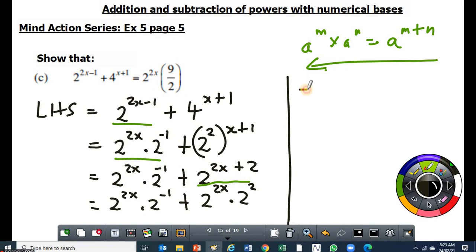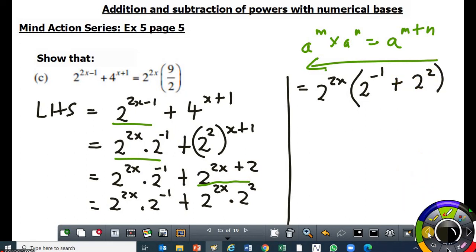Right? So this becomes 2 to the power of 2x, open bracket. Now once I take out the common factor, I'll be left with 2 to the power of minus what? Minus 1. Do you agree with me on that? So I'll end up having 2 to the power of minus 1 plus. If I take out the common factor, I'll be left with what? 2 squared. And you close the bracket.